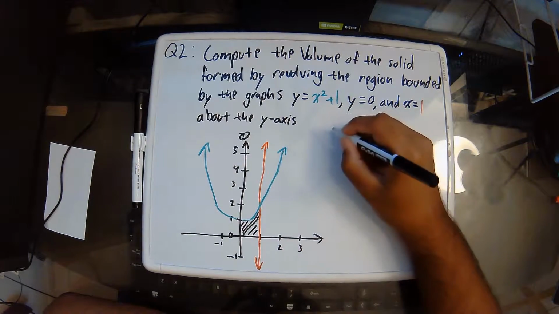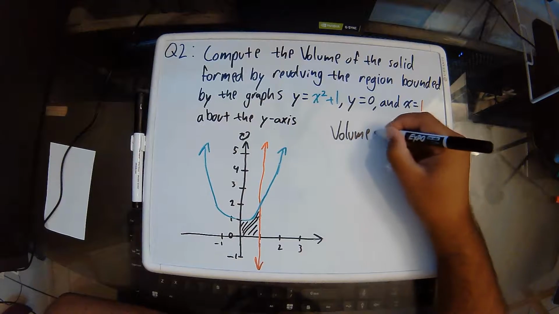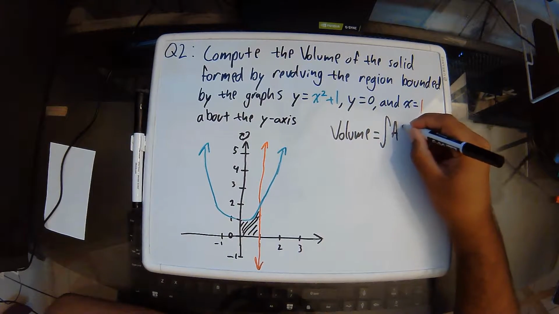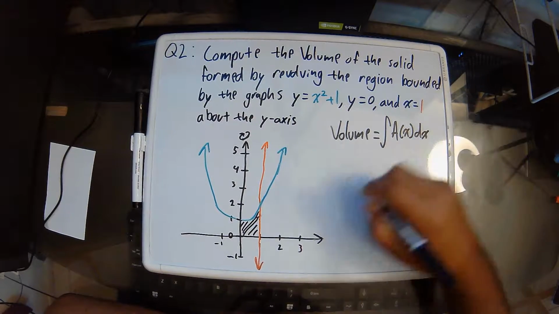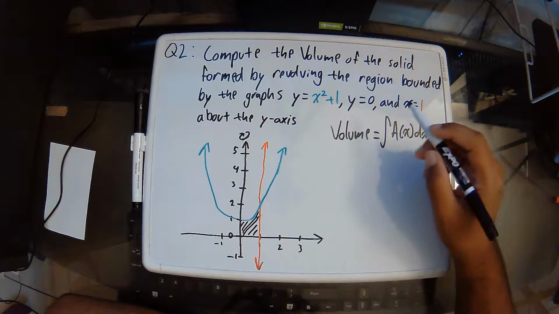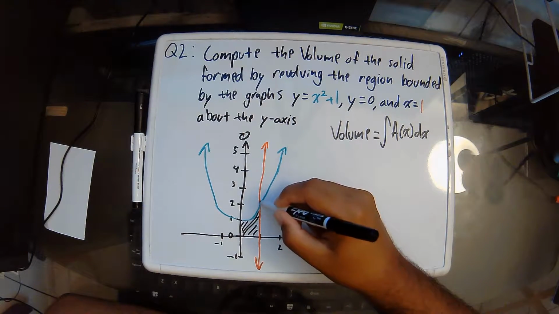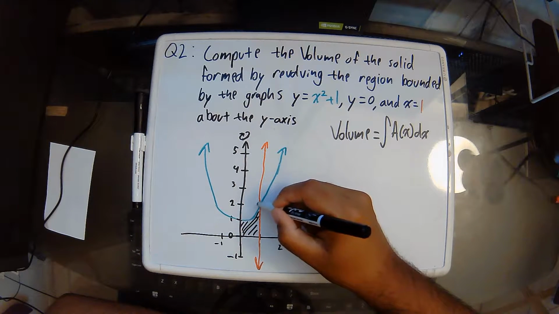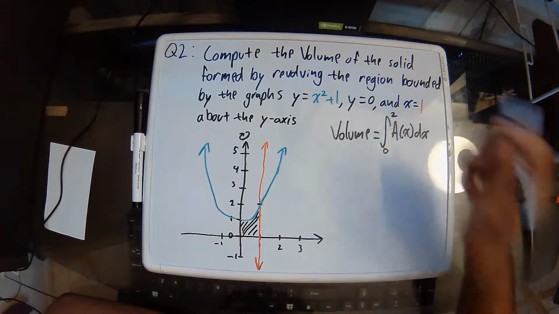So, to find the volume is the integral of any area dx. And our bounds will be where these two lines meet, from 0 to 2, because these two lines meet at 2. So let's just do 0 to 2 for us.